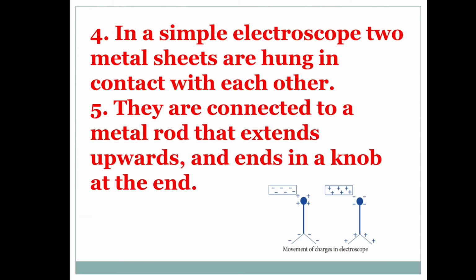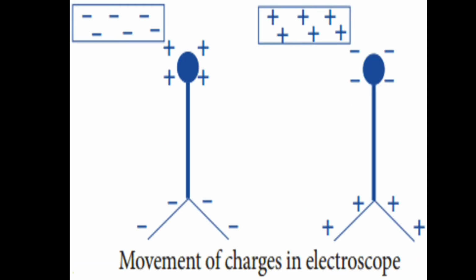So now the working of the electroscope. Fourth point, in a simple electroscope, two metal sheets are hung in contact with each other. Fifth point, they are connected to a metal rod that extends upwards and ends in a knob at the end. So you have to draw this diagram. So this is the movement of charges in the electroscope.